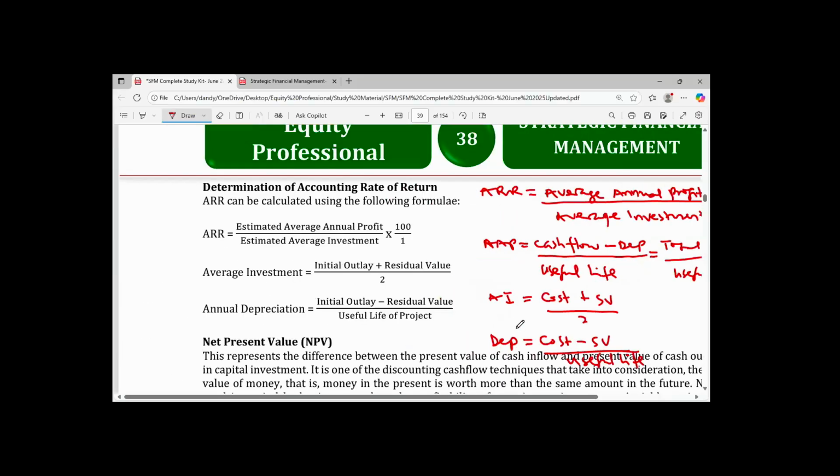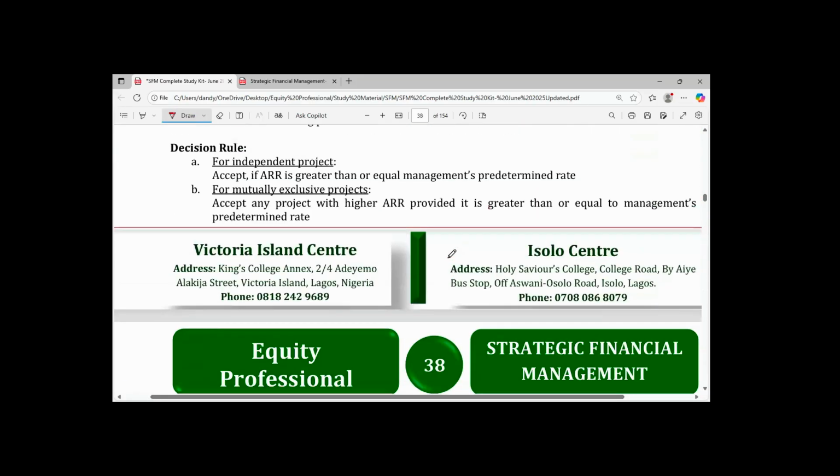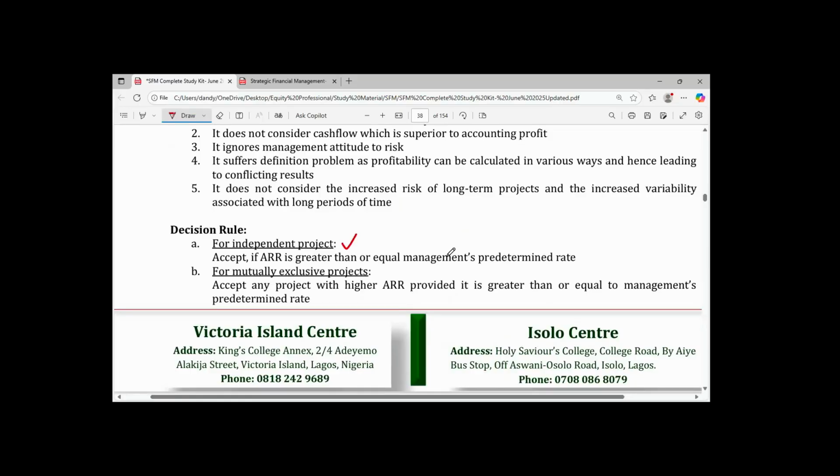And then, yes. So what are the decision rules? What are the decision rules under accounting rate of return? For independent projects, okay? For independent projects, you accept if your calculated ARR is greater or equal to management targeted ARR, okay? You benchmark your calculated ARR with the management predetermined or targeted ARR, provided your calculated ARR is higher than or equal to the management targeted ARR, then that means the project is financially viable. So that is for independent projects. For mutually exclusive projects, you accept any project with a higher ARR, provided it is greater than or equal to management's intended ARR. Okay, so that's the decision rule for mutually exclusive projects.